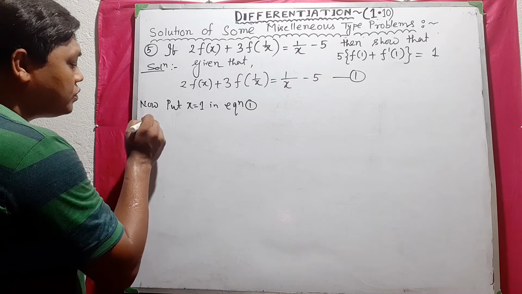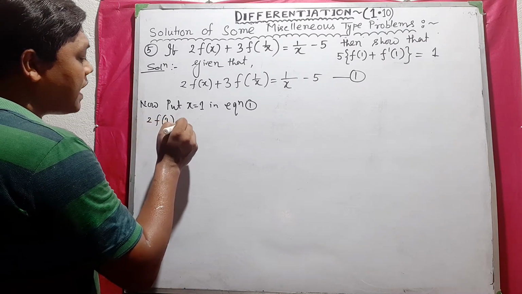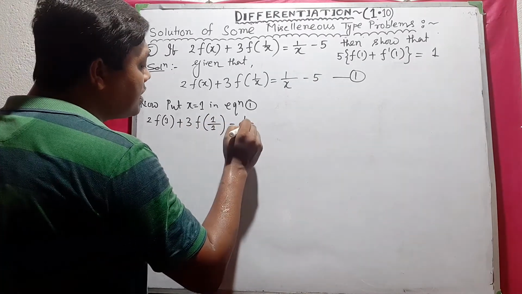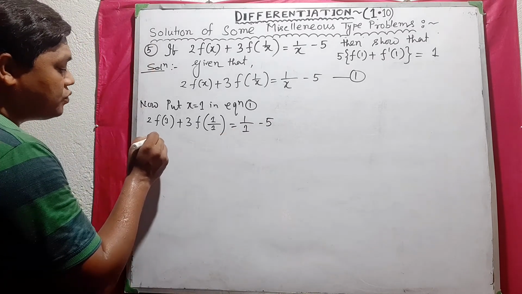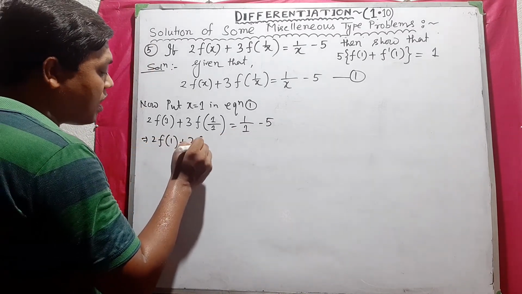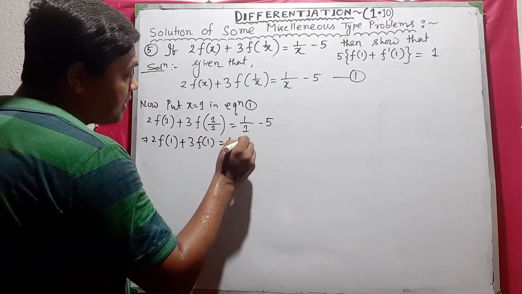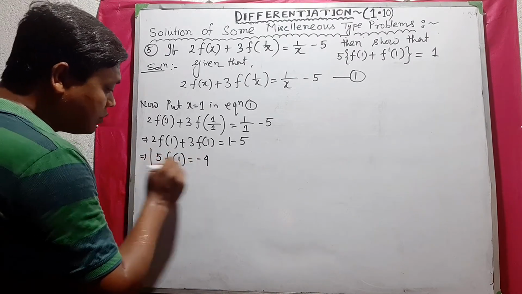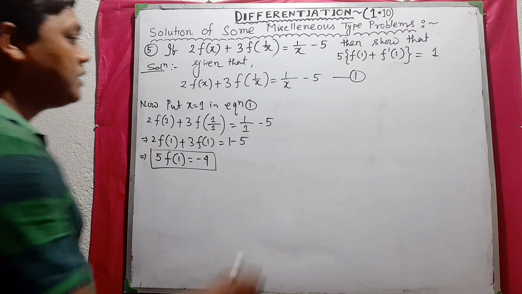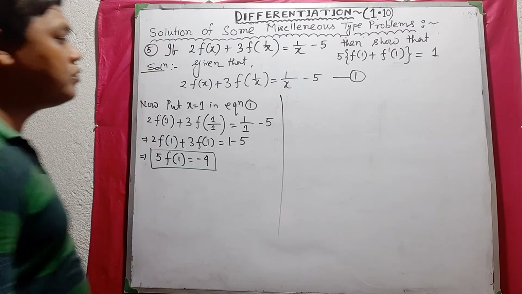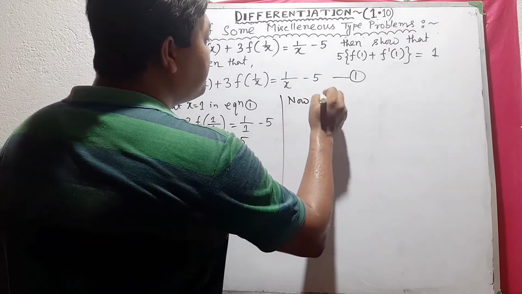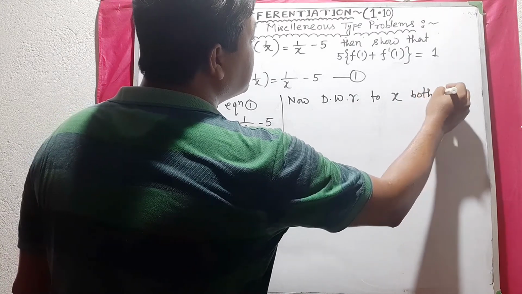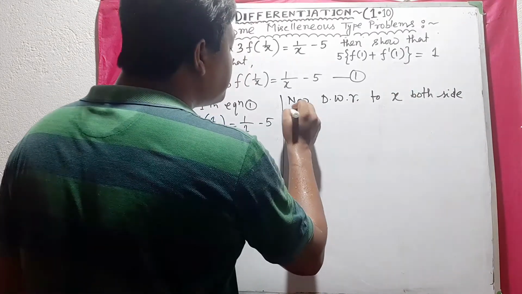So we get 2f(1) plus 3f(1 by 1) equals 1 by 1 minus 5. So 2f(1) plus 3f(1), since 1 by 1 is also 1, equals 1 minus 5. So 5f(1) equals minus 4. Another expression: now if we differentiate with respect to x both sides throughout equation 1.